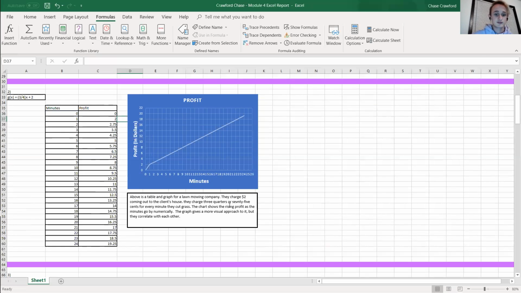The chart shows the rising profit as the minutes go by numerically, and it gives a more visual approach. But if you look at it, they're correlating with each other, and they're the same thing. One's just a bunch of numbers, and one's a line on a graph. And now let's go to the next one.